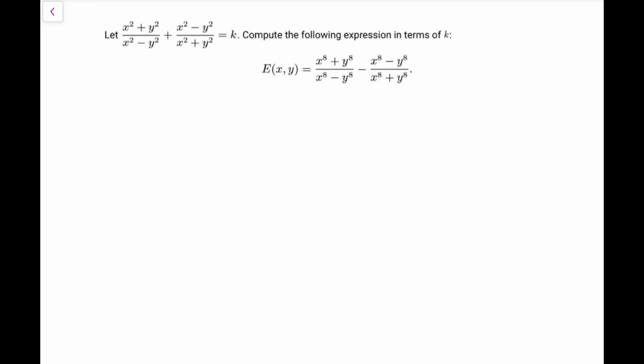Welcome to your daily Math Olympiad challenge. Today we're going to tackle a problem from the Junior Balkan Math Olympiad from 1997, so let's go.